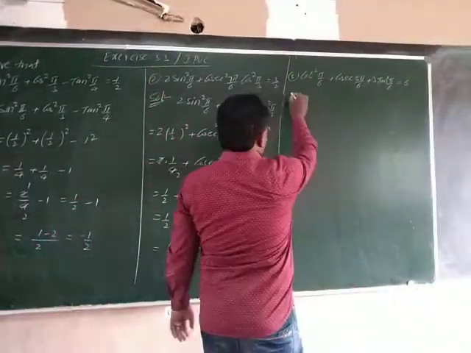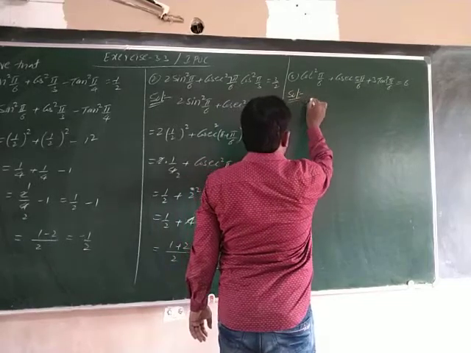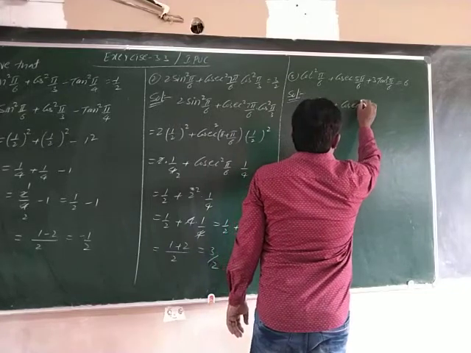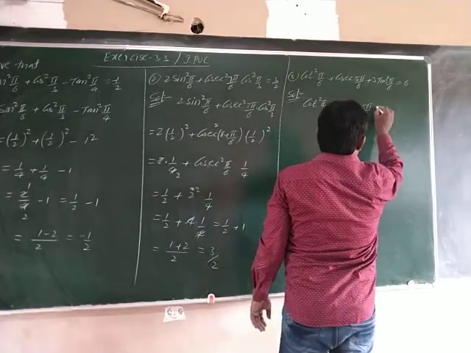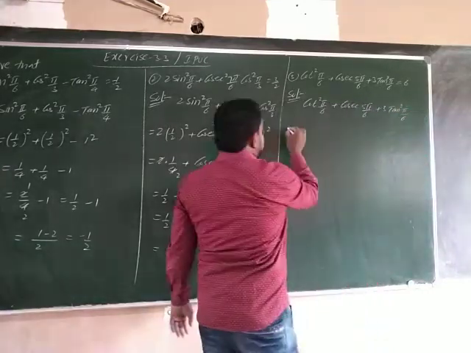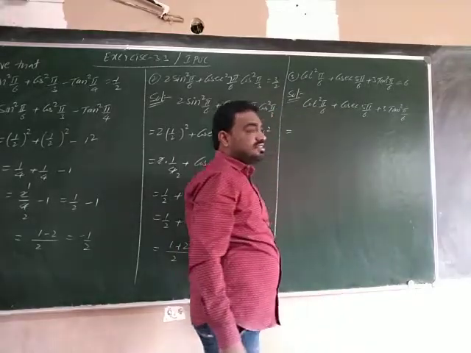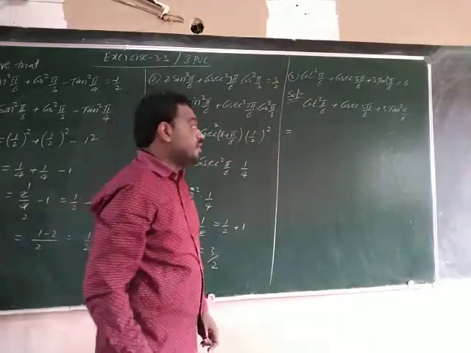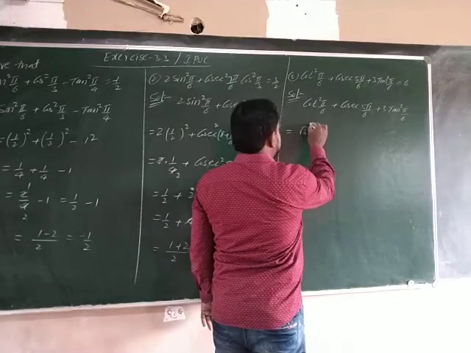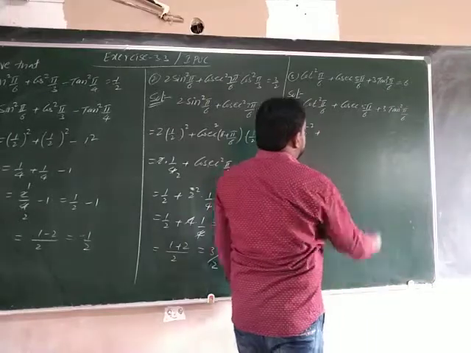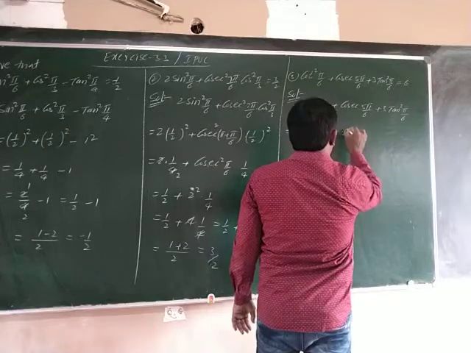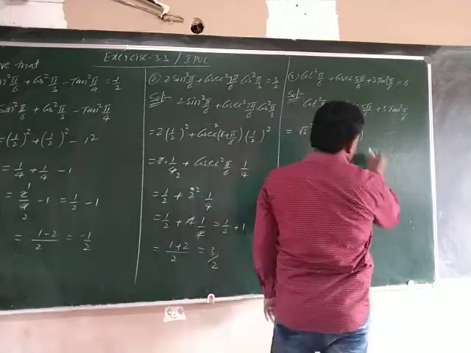Next, third one: cot square pi by 6 plus cosec 5 pi by 6 plus 3 tan square pi by 6. This is equal to cot pi by 6, 30 degrees, cot 30 is root 3. So root 3 square plus cosec 5 pi by 6. This is nothing but cosec pi minus pi by 6. 150 is equal to 180 minus 30.